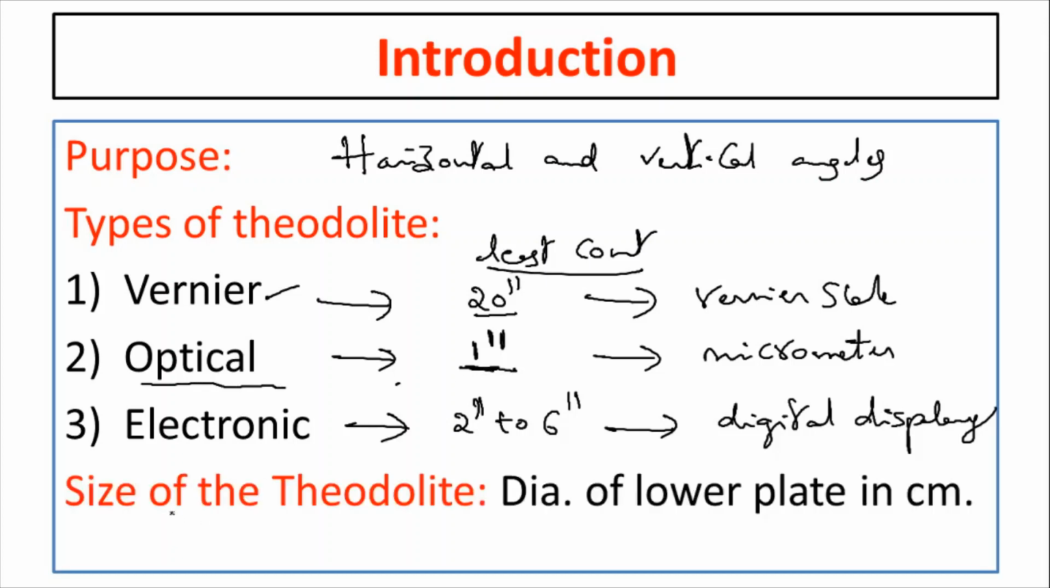Then for the vernier theodolite, its size is designated with the diameter of the lower plate. Basically the theodolite consists of a lower plate and an upper plate. So the diameter of the lower plate in centimeters is designated as the size of the theodolite. Sizes of the theodolite are designated like 8, 12, 15 like that. So when I say the size of the theodolite is 8, that means the diameter of the lower plate of the theodolite is how much? 8 centimeters, like that it is.